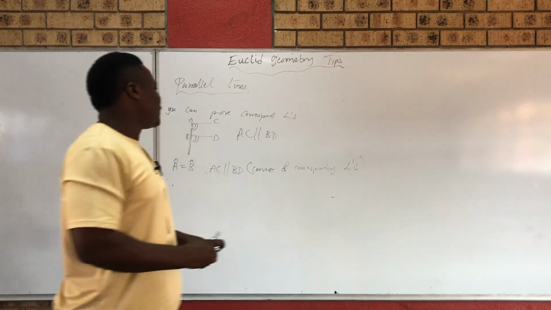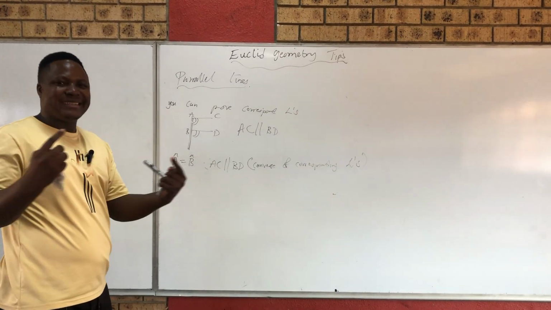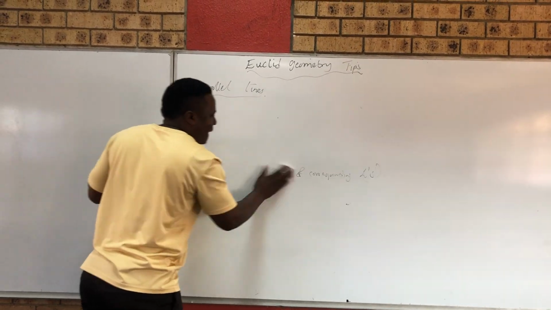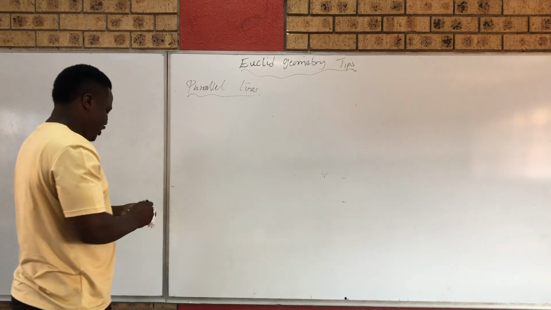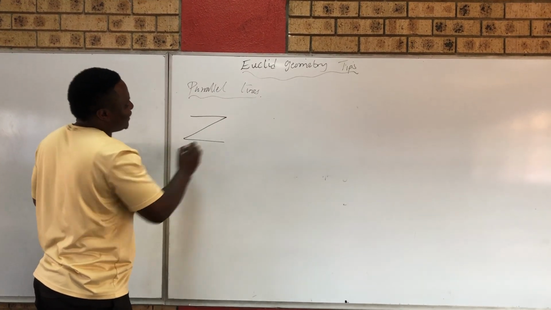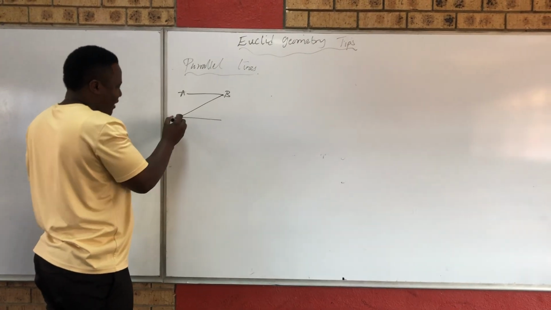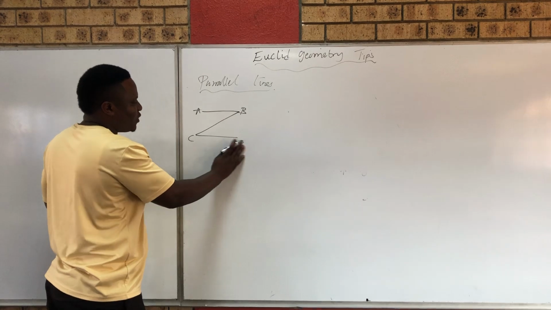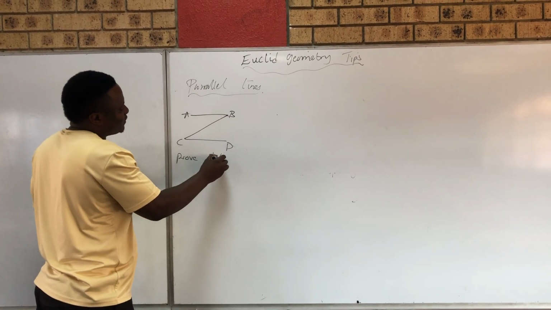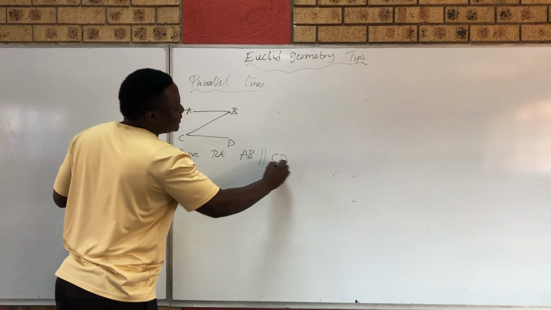You can also prove what? Alternating angles. If you see a Z-shaped shape, or as long as you have something like Z, and here you have A, and here you have B, and here maybe you have C, here you have D. If they say prove that AB is parallel to what? To CD.